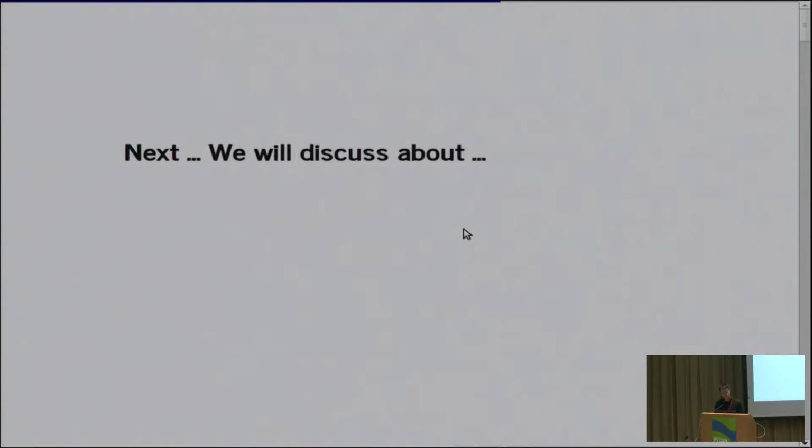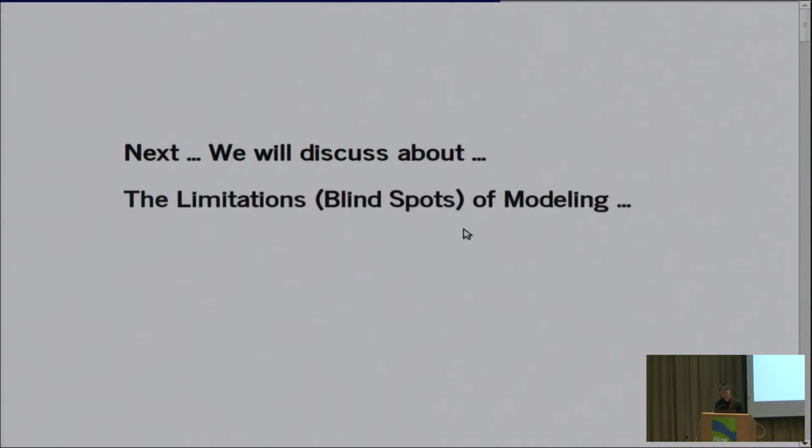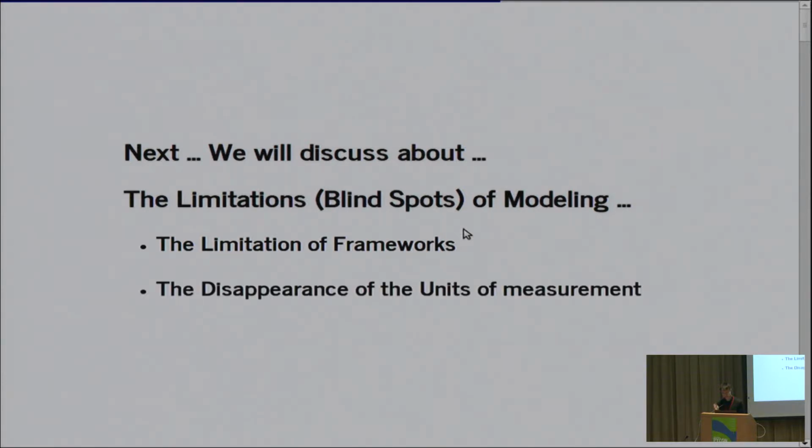So next we will discuss the limitation of modeling. That's the first part of this talk, and this is the second part. In the limitation, I will discuss two things. The first thing is the limitation of frameworks, and the second thing is the disappearance of unit of measurement.